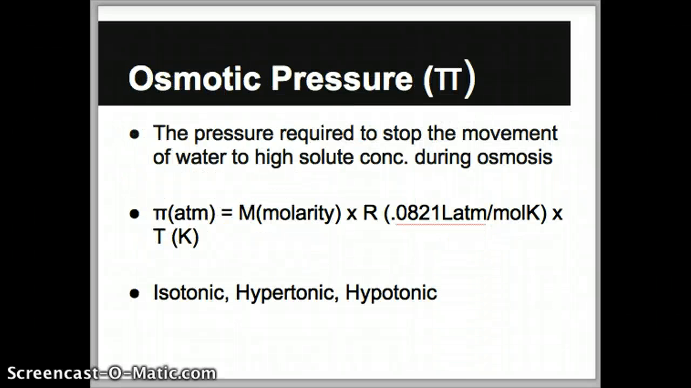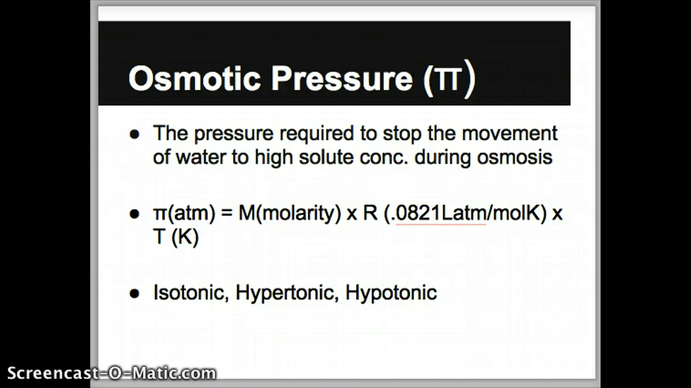Now moving towards osmotic pressure, which is tied to osmosis, in that it is the pressure required to stop the movement of water to high solute concentrations during osmosis. There's an equation here that we'll use. Basically, pi is the symbol for osmotic pressure. The units are atms, equals molarity times a gas constant, times the temperature. When you're using this equation, you have to make sure that your units are the same, so they cancel out and you get atms at the end.